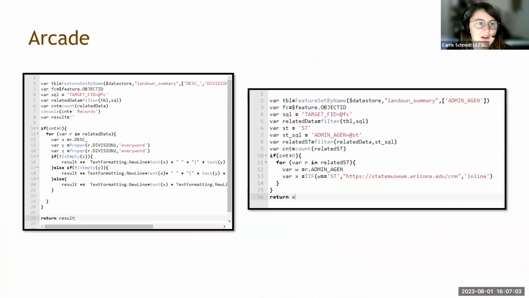This is a brief look at the Arcade expressions. I know it's probably really small to read. The one to the left is what I use to loop through the related records per section and pull land ownership by category as well as divisions.